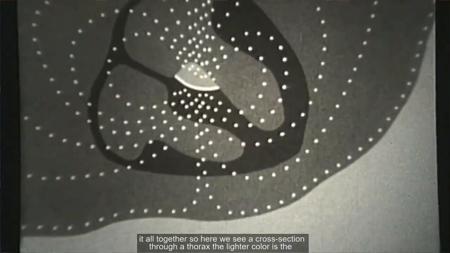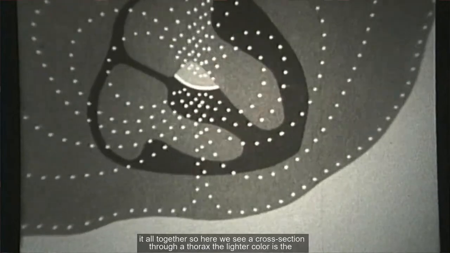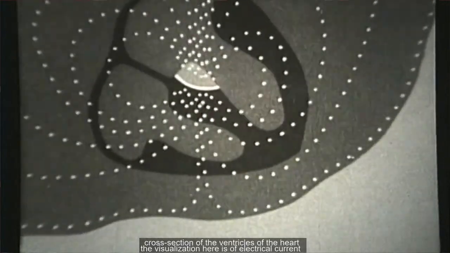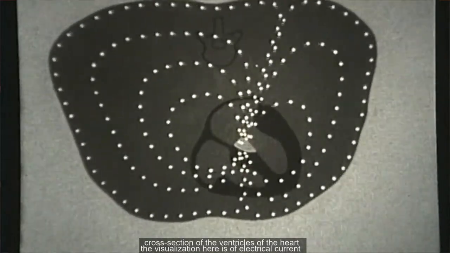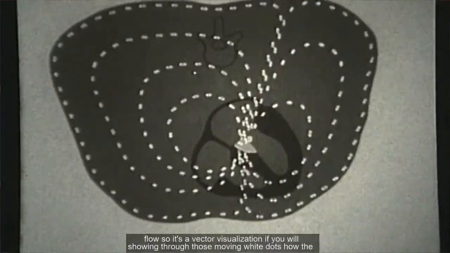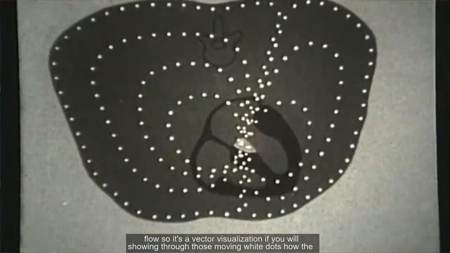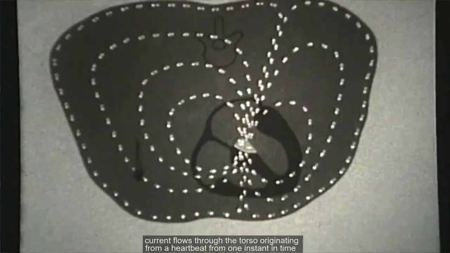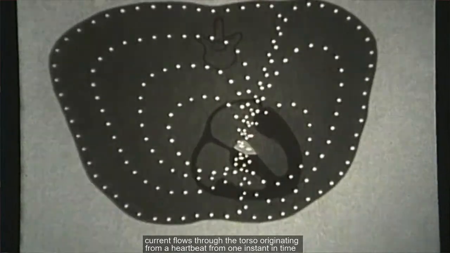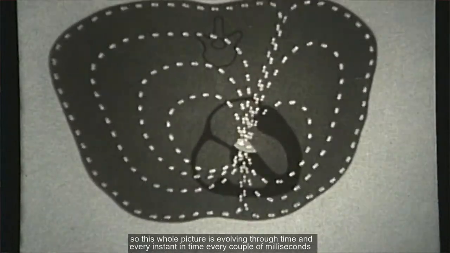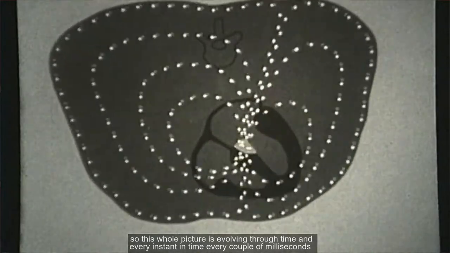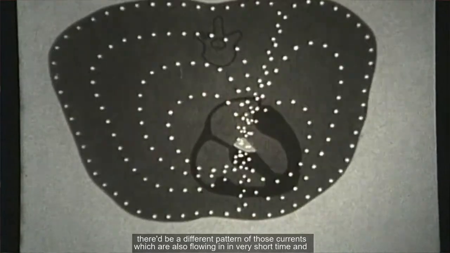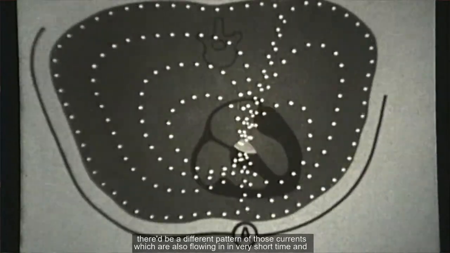So here we see a cross-section through a thorax. The lighter color is the cross-section of the ventricles of the heart. The visualization here is of electrical current flow. So it's a vector visualization, if you will, showing through those moving white dots how the current flows through the torso, originating from a heartbeat from one instant in time. So this whole picture is evolving through time, and at every instant in time, every couple of milliseconds, there'd be a different pattern of those currents, which are also flowing in very short time.